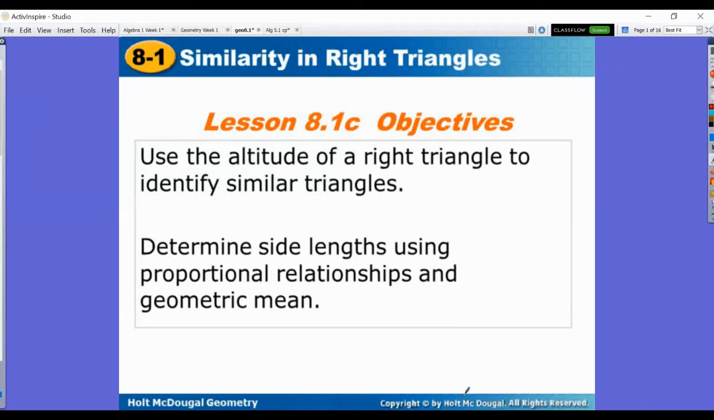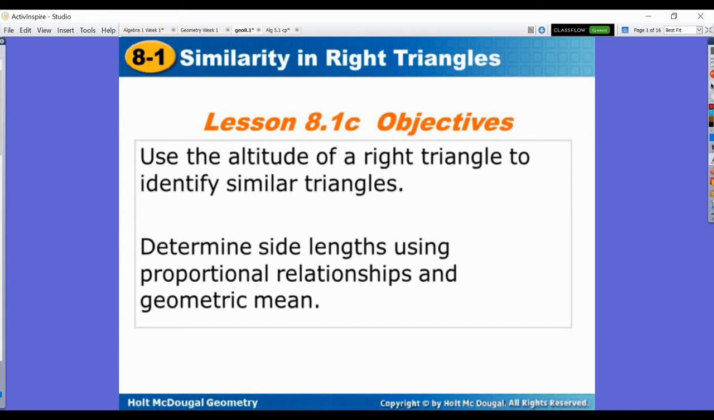All right, geometry students, welcome to 8.1c. Here's what we're going to be looking at today. We're going to look at a relationship that involves the altitude of a right triangle and what that can actually make for us. And then we're going to work with some proportional relationships and the geometric mean, which we've learned how to calculate already. That's going to go with this altitude of a right triangle.